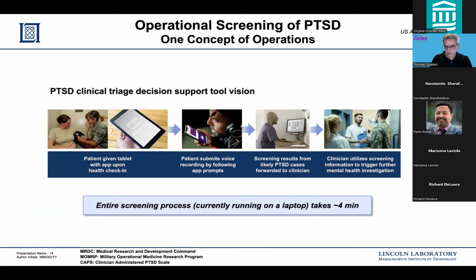We obtain a detection level, a predicted PTSD level, which provides us a screening result. This is forwarded to a clinician. The clinician then utilizes that screening information to trigger further mental health investigation. At the moment, we have this entire process on a laptop running in near real time. It takes about 4 minutes to give the recording and obtain a predicted result.